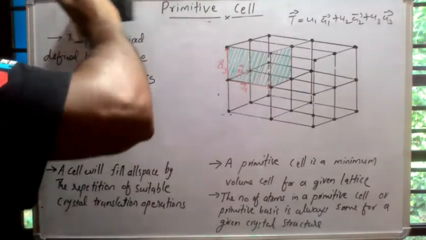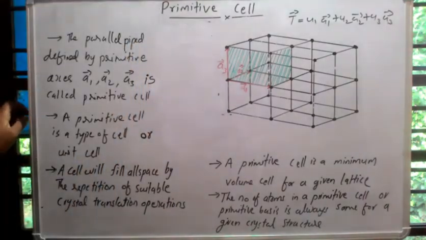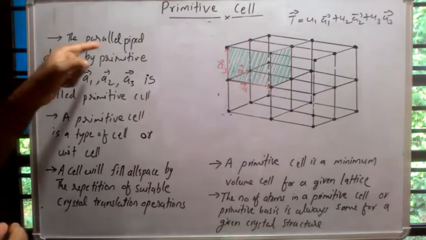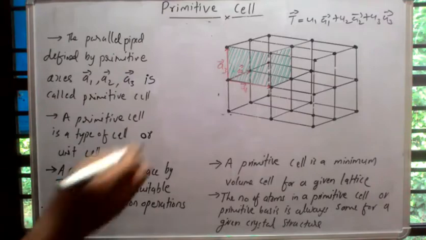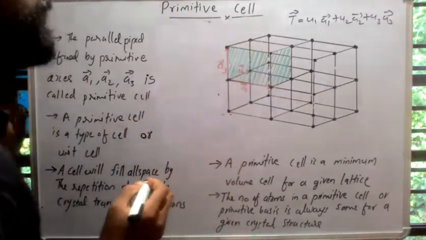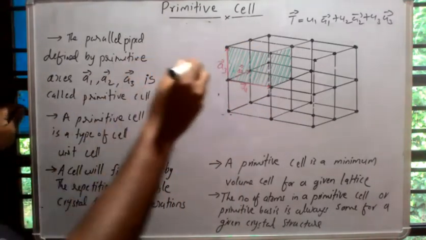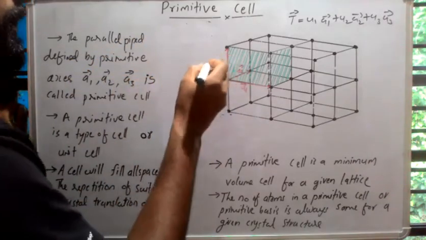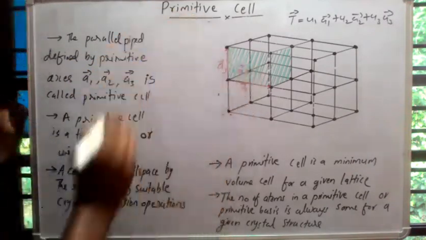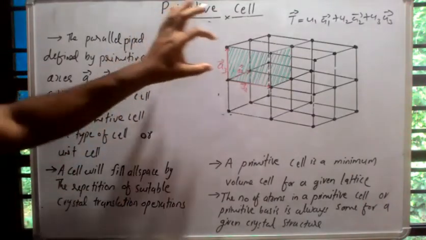Now we're going to define the primitive cell. A primitive cell can be defined as the parallelepiped defined by the primitive axes a1, a2 and a3. These a1, a2, a3 are our primitive translation vectors. So the parallelepiped defined by the primitive axes a1, a2, a3 is called the primitive cell. This is our primitive cell.